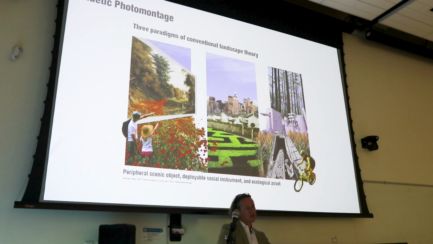landscape as a social instrument. In other words, an object that you can use to define an edge between one property and the next, or placing something in a particular location so that it has some agency. And then the last is landscape as an ecological asset, so timber, agriculture, mining, and even recreation. So what capital benefits does it provide?